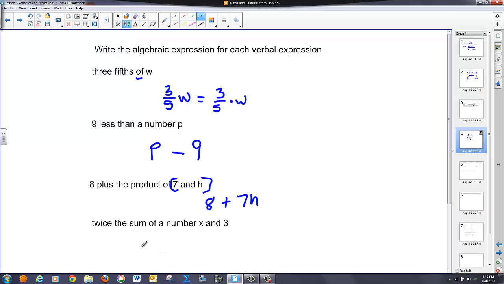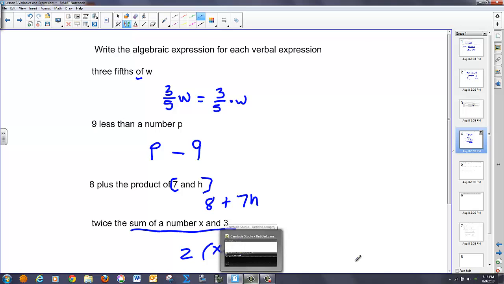This last one's a little bit more tricky. It says twice the sum of a number and 3. Well, the sum of a number and 3 is written as x plus 3. And it said twice that. So this is 2 times that quantity of that number and 3.